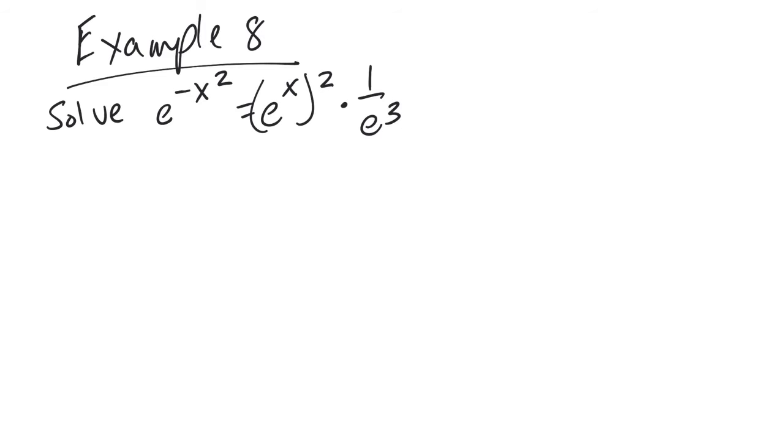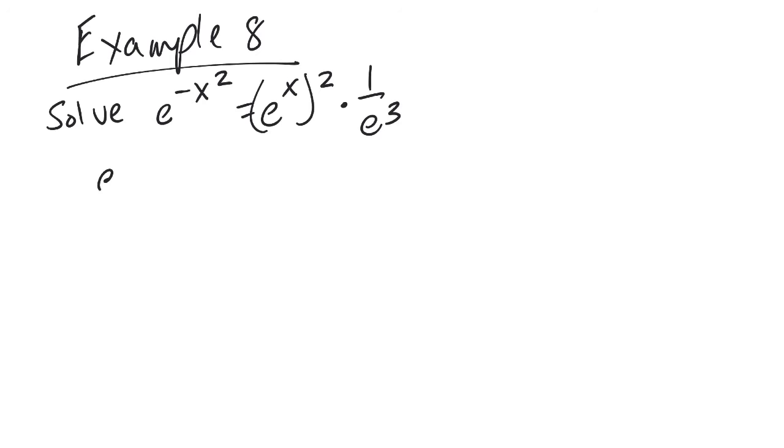All right, example 8, this one looks a little weird. We're solving e raised to the negative x squared equals e raised to the x, all raised to the power of 2, times 1 over e cubed. So the first thing we need to do is use our laws of exponents to rearrange and rewrite this.